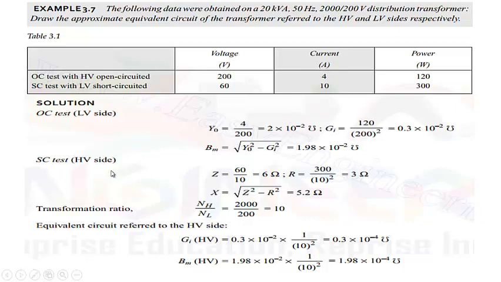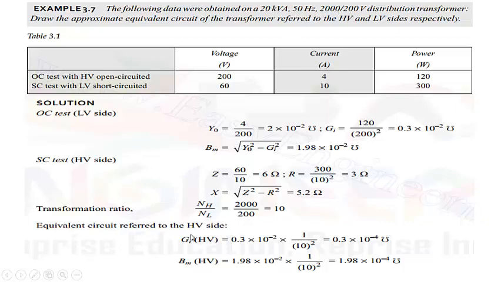On the short circuit test, first we calculate Z. Z will be equal to the voltage divided by the current, that is 60 divided by 10, which is 6 ohms. R can be calculated from the power: 300 divided by the current squared, that is 300 divided by 10 squared, equals 3 ohms. X will be equal to the square root of 6 squared minus 3 squared, which is 5.2 ohms. The transformer ratio will be 2000 divided by 200, that is 10.